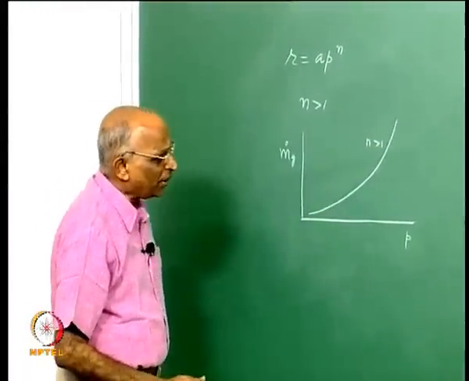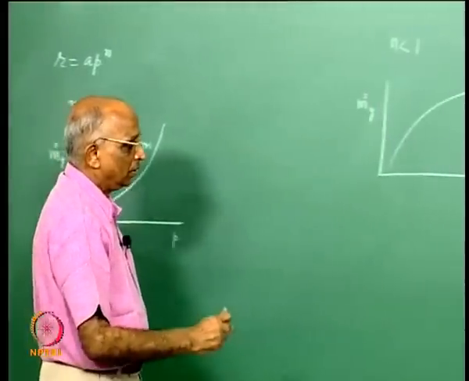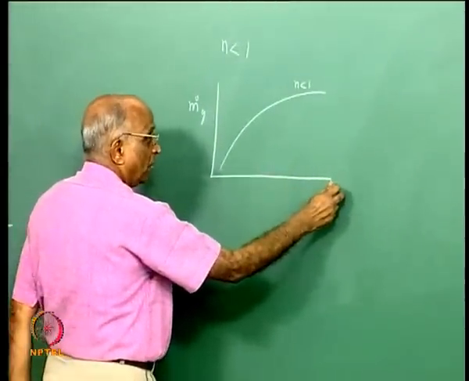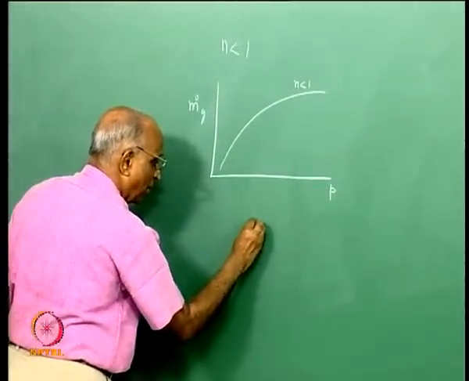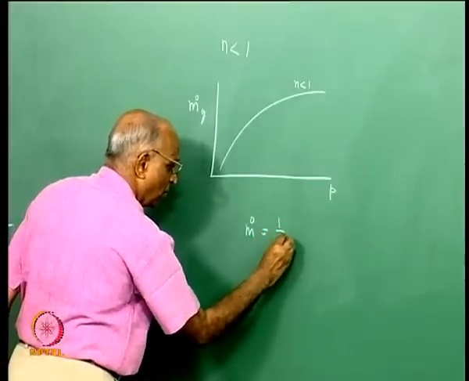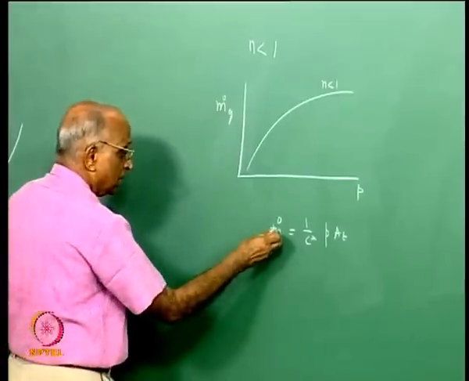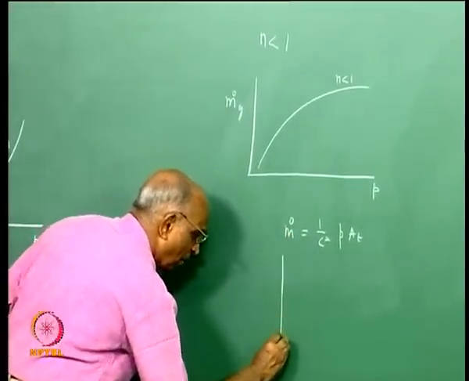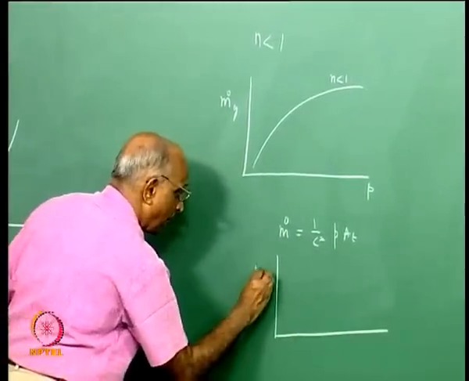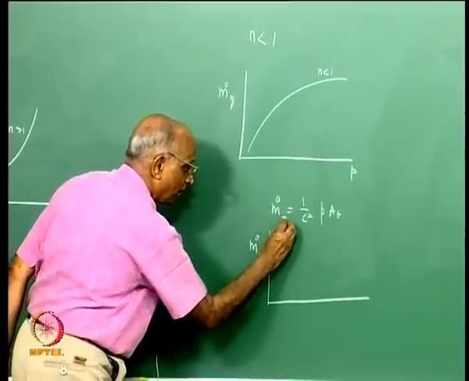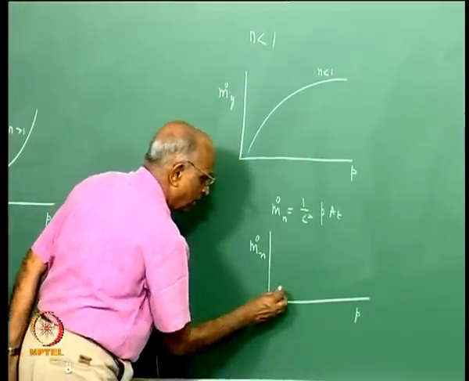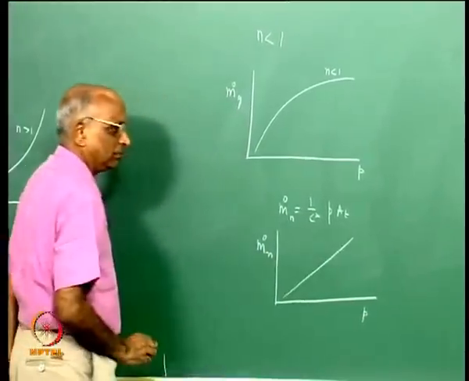How does the mass flow rate which leaves the nozzle change with pressure? We have been writing this on and off: m dot is equal to 1 over C star into p into At. The mass flow rate through the nozzle, m dot n, with respect to pressure will increase as a straight line.